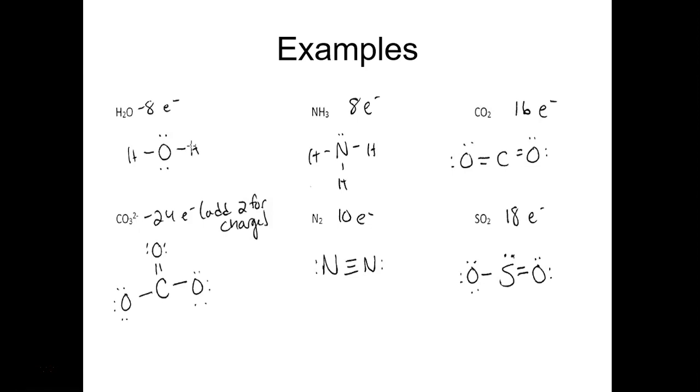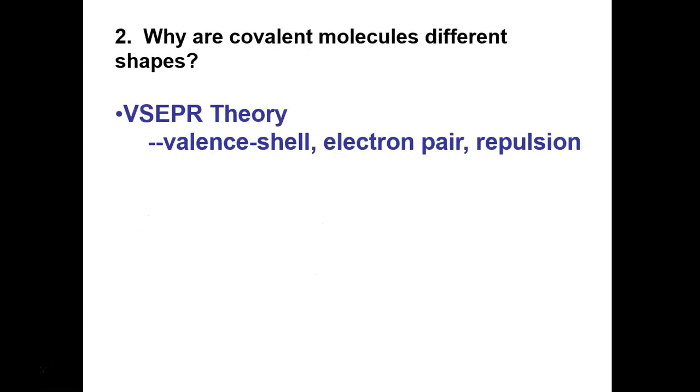Now, normally we would put brackets around that ion and the charge outside. I didn't show that here, but that's technically the most correct. I'm not going to hold you super accountable to that. Okay, so when we talk about these covalent molecules, we have to eventually talk about their shapes. And once we've drawn the Lewis structure, it's fairly easy to come up with their shapes.